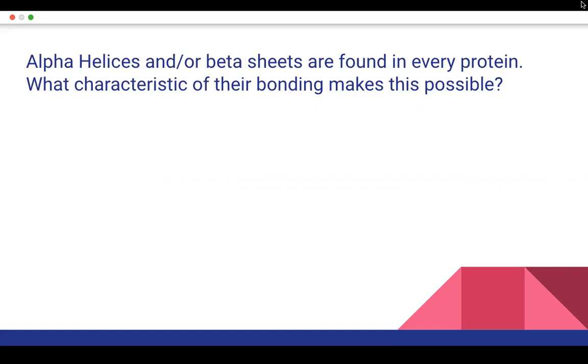Okay. I have a second question. We kind of talked about it, but alpha helices or beta sheets are found in every protein. We don't necessarily have to have both of them in each protein, we could have either or, and some proteins have both structures. But what characteristics of their bonding makes it possible that it will be found in every protein?